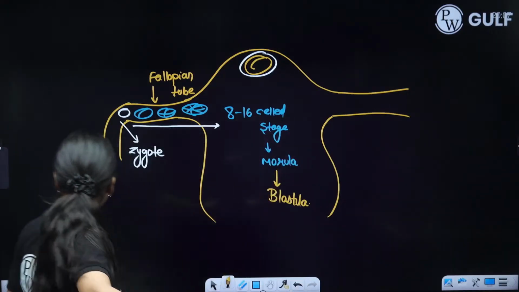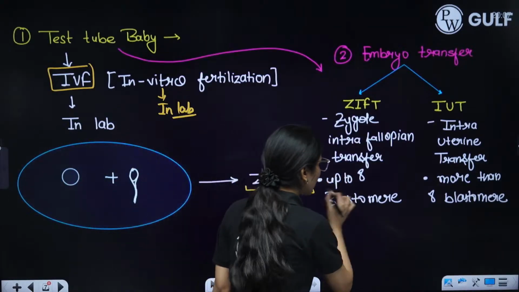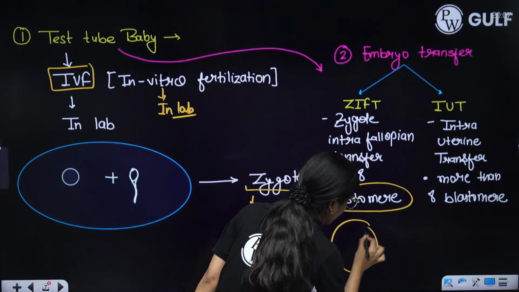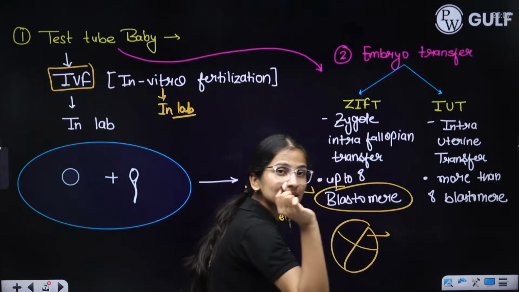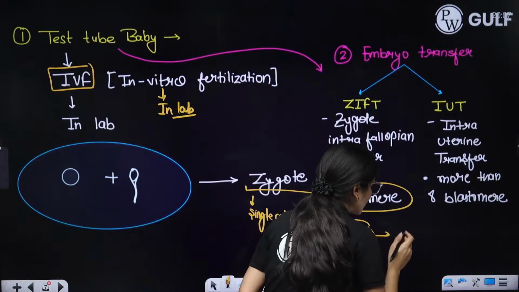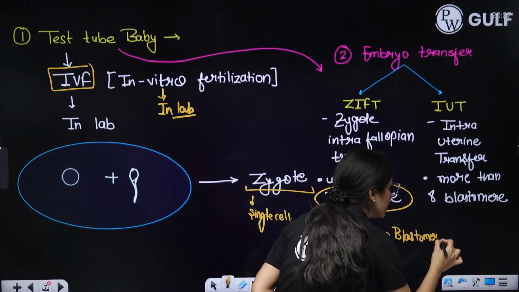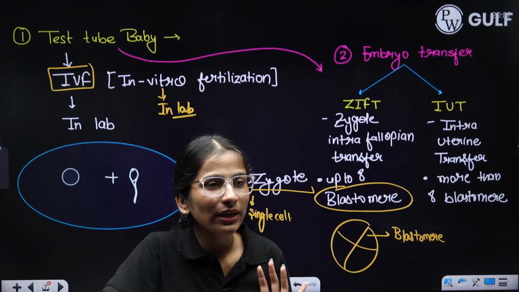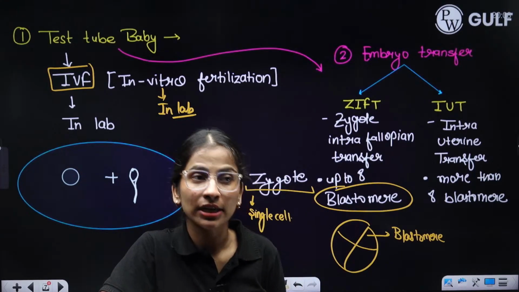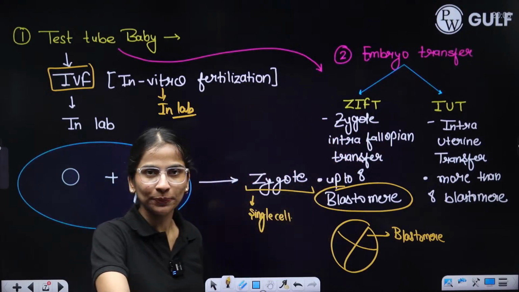So whenever we are transferring the zygote up to 8 blastomeres. What is a blastomere? If this is a 4 cell stage, then one single subunit of that particular cell mass is termed a blastomere. So if only up to 8 blastomeres have been reached, then we call it zygote intrafallopian transfer, okay?